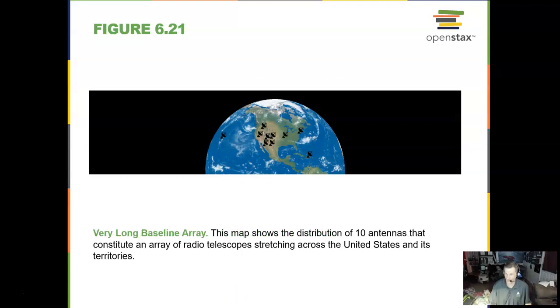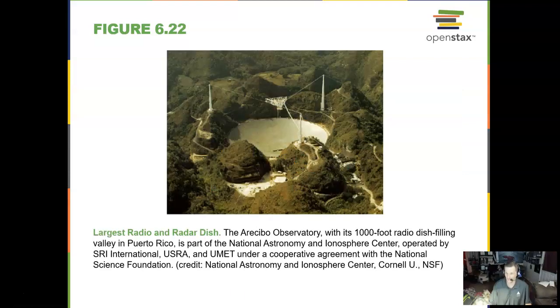Or you can put radio telescopes throughout the Earth and link them all together so that the Earth is acting like a radio dish, the entire Earth. The largest radio and radar dish in the world is the Arecibo Observatory down in Puerto Rico.